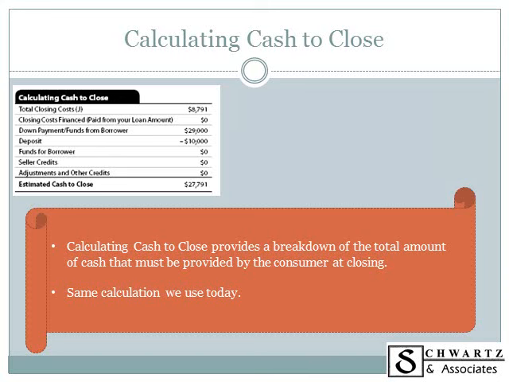Calculating cash to close. The Calculating Cash to Close table provides a breakdown of the total amount of cash that must be provided by the consumer at closing. It adds together the total closing costs from J, closing costs financed, and the down payment, then subtracts the deposit, funds for borrower, and any seller credits and adjustments or other credits. This is the same calculation that we're currently used to and use today.